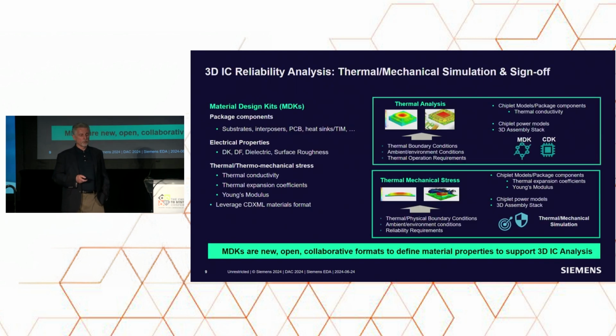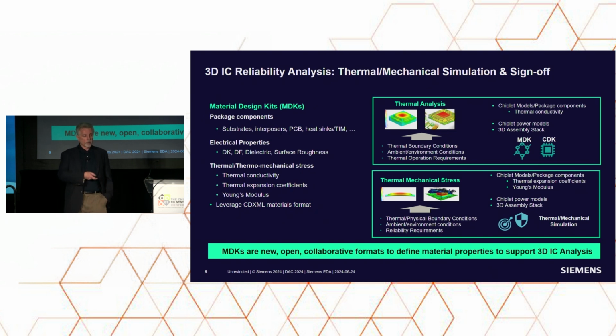Okay, so I mentioned there's two different kinds of analysis. So if we look at reliability analysis, two examples here are thermal analysis and thermal mechanical stress. So we need all the physical information of the chiplets, the dimensions, how they're stacked and interface, and the dimensions of all the connectivity connecting this together. But we also need the material design properties. So that's where the MDKs come in. So this is a machine readable format. So for each of the components that you're doing the analysis on, you need the applicable material properties to support that analysis.